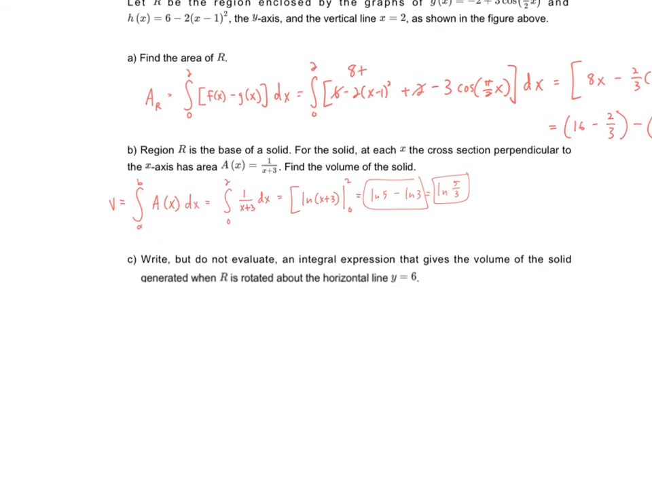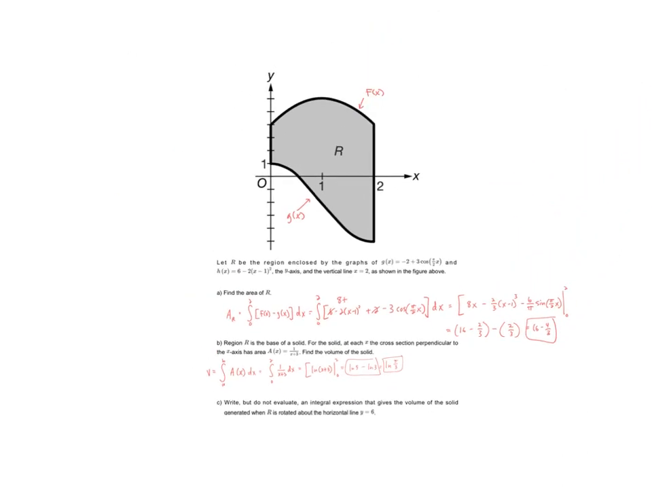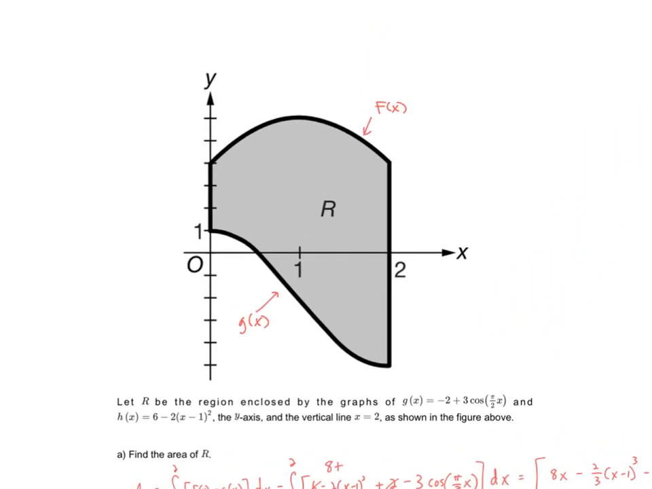Okay, and then the last one: write but do not evaluate an integral expression that gives the volume of the solid generated when that region R is rotated around y = 6. Okay, so now we're going to rotate this around y = 6.